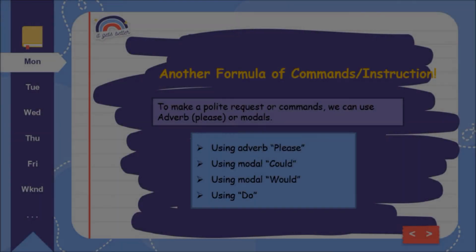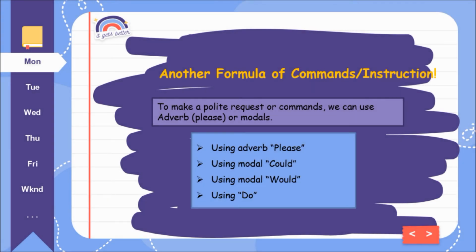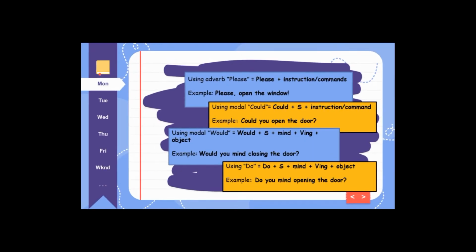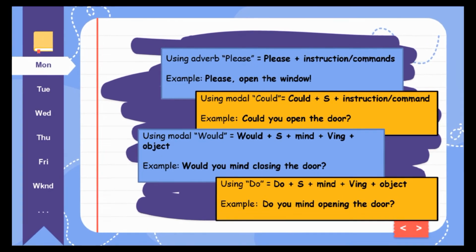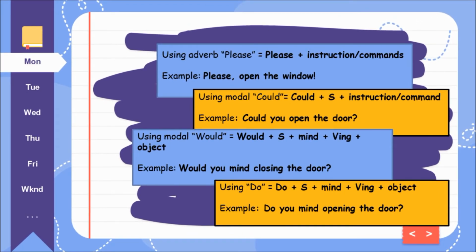In commands, when we want to tell somebody to do something and want to make a polite request, we can use adverb please or modals. So we can use adverb please, using modal could, using modal would, and using do. When we want to use adverb please, we just have to add please before the instruction. For the example, please open the window.